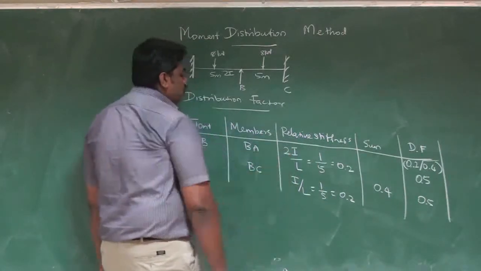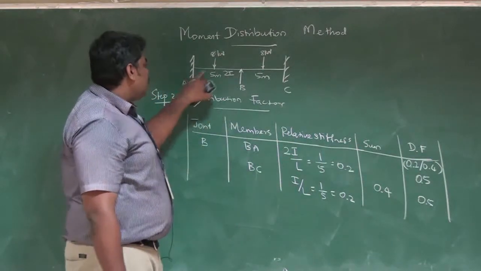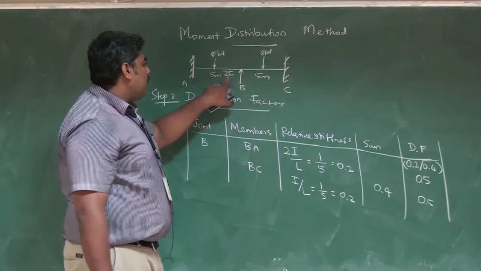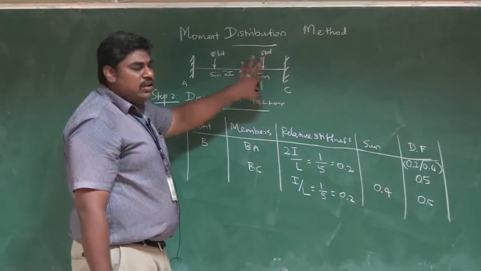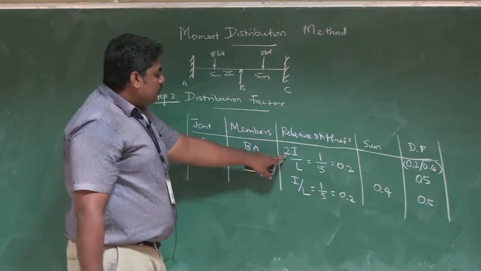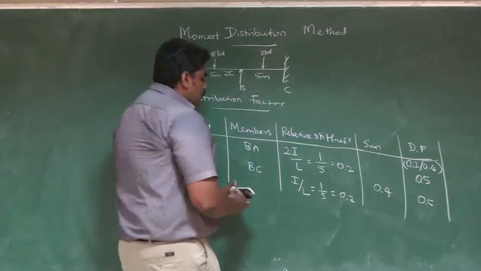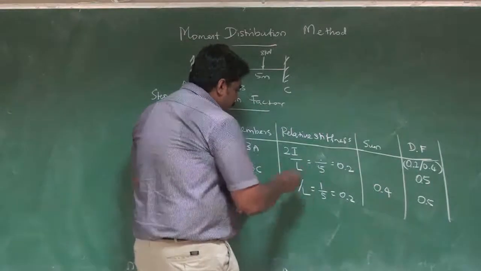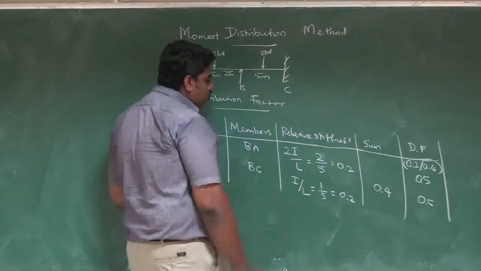This I is going to be 2i because this is dealing with member BA, this is the member BA where the I value is 2i. Here it is going to be I because I have not made any change here. This is going to be I, right? So the only change is assumed here, 2i divided by L. Right, so this will be 2 by 5, right? I is equal to 2, so it will be 2 by 5.